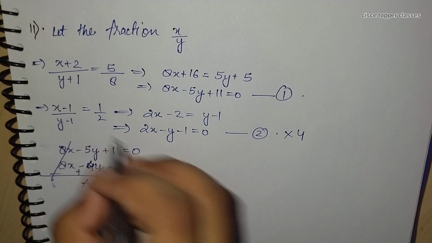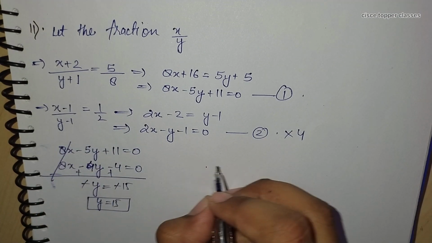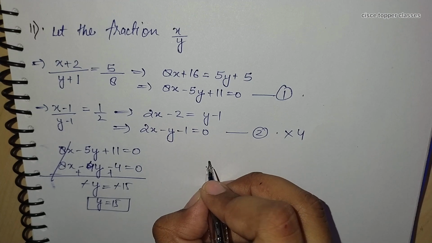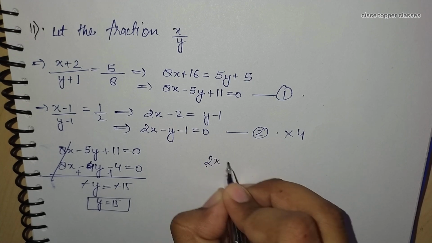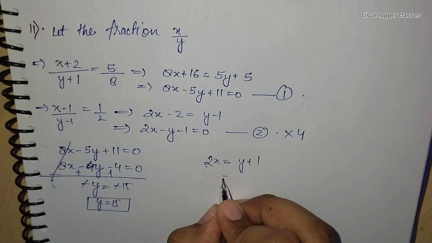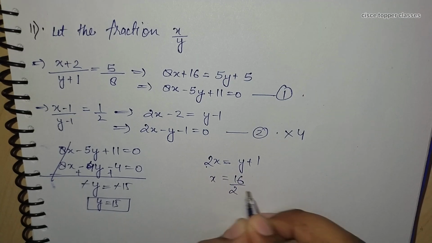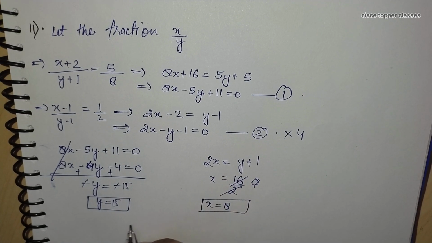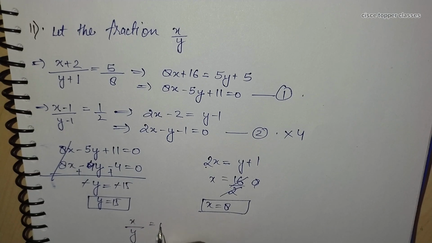Now we have to find the value of x. So we can simply find the value of x from the first or second equation. Let it be the second equation. So 2x equal to y plus 1. Here it is 16. So this will be 8. X is equal to 8. And the fraction from here only, x by y is equal to 8 by 15 is the final answer here in this question.